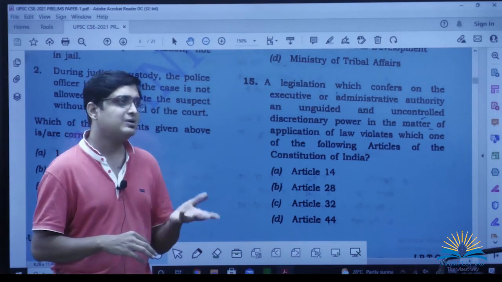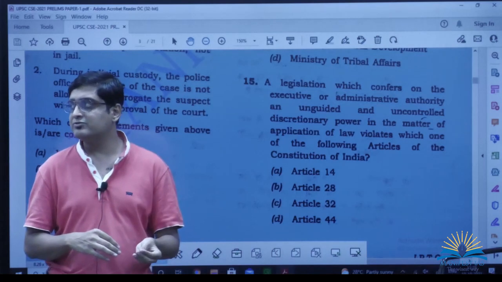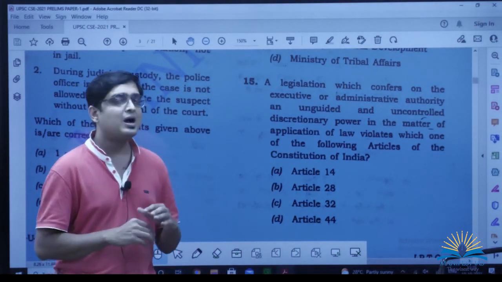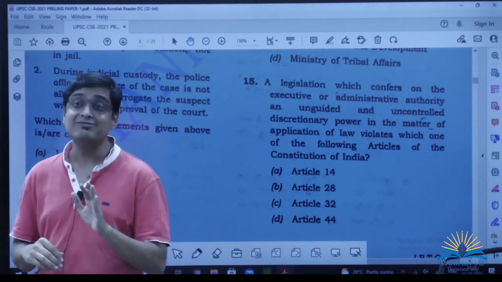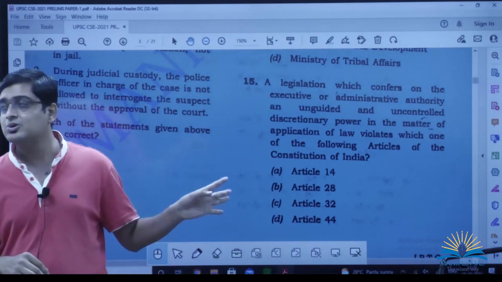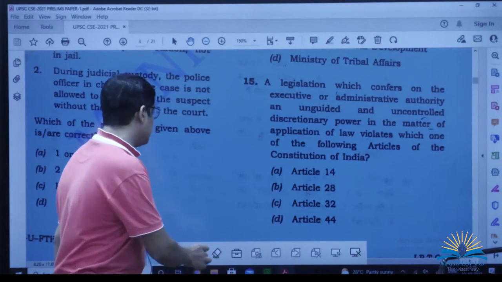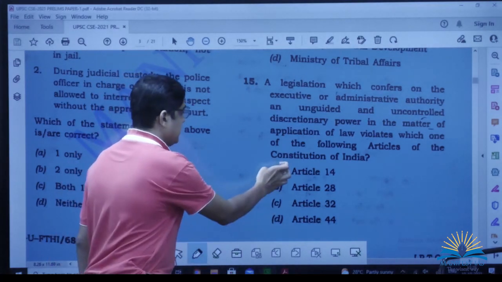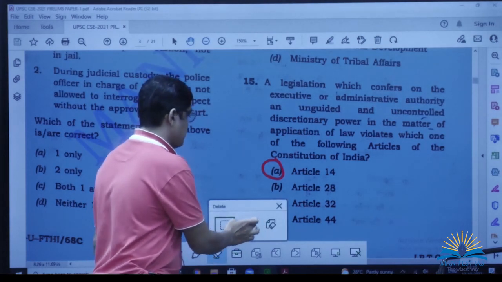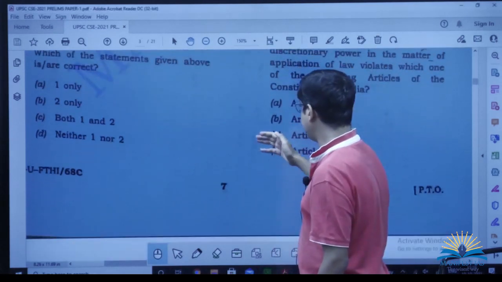Article 28 is specifically related to religion, doesn't make any sense. Article 32 is related to enforcement of rights. That also doesn't make sense. It is just related to rights, not related to law. Article 44 is related to uniform civil code only. It is not related to criminal matters, etc. So not applicable here. A complete picture is only given by Article 14. So in this case, answer is A. Next question is the 16th question.